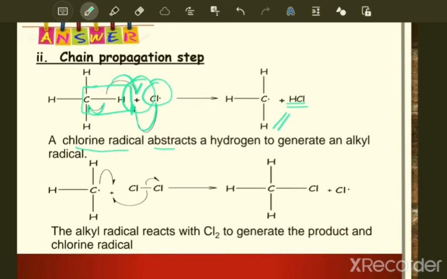And then the second sub-step, where we have the alkyl free radical, will react with a chlorine molecule to generate the product and a chlorine radical. So here is our chlorine molecule. The covalent bond here will break and each atom will get one unpaired electron. The unpaired electron here will combine with the unpaired electron of the alkyl free radical and produce the product and also a chlorine free radical.